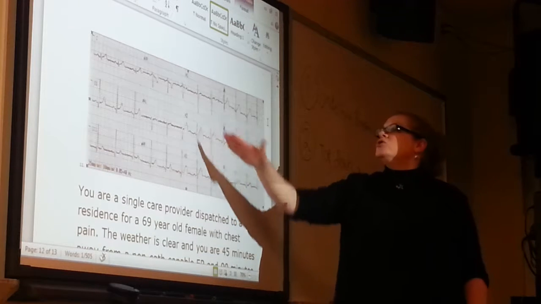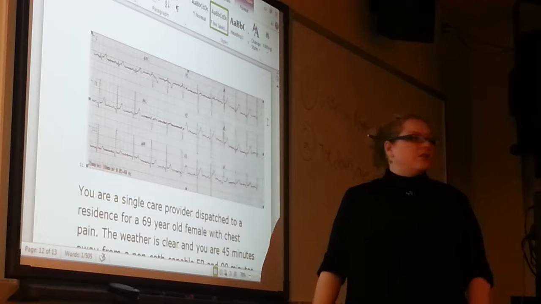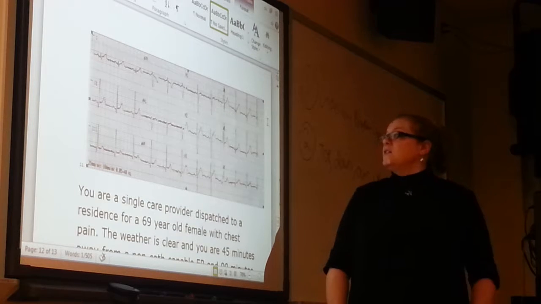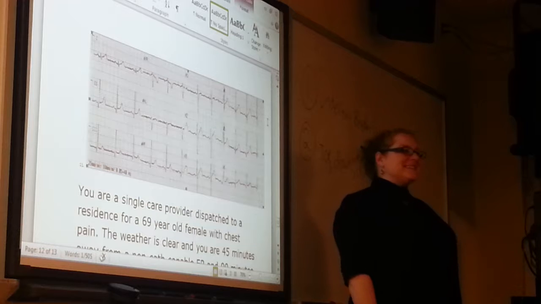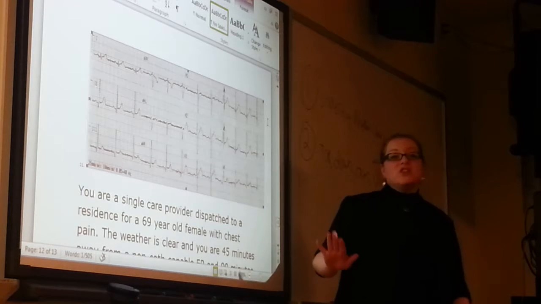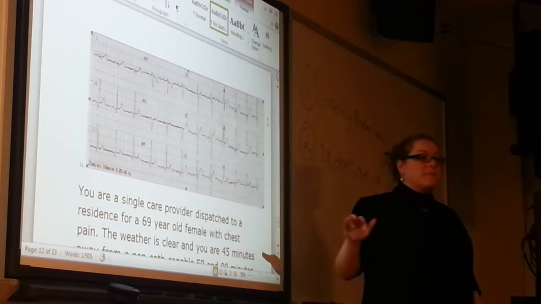All right, anyway. So you're going to look at V2. Anything significant in V2 that jumps off the page at you? The T waves are really big. The T waves look huge in this. But is it ST segment elevation? No, it's not ST segment elevation. It's just big T waves at this point. Okay, so there's nothing hugely significant.